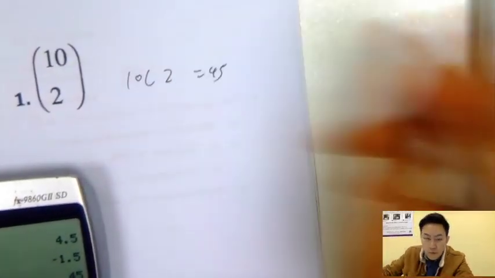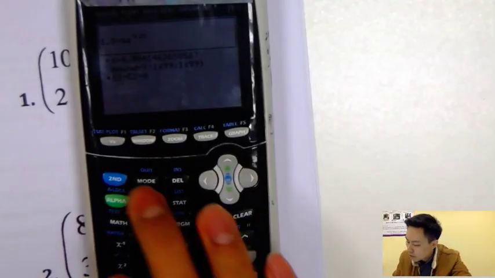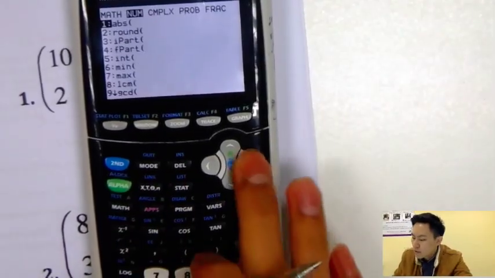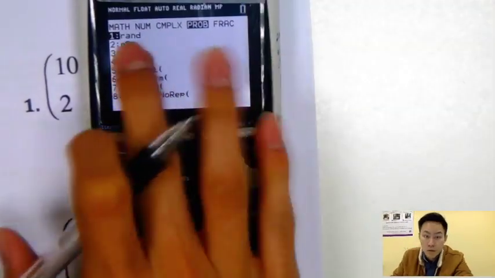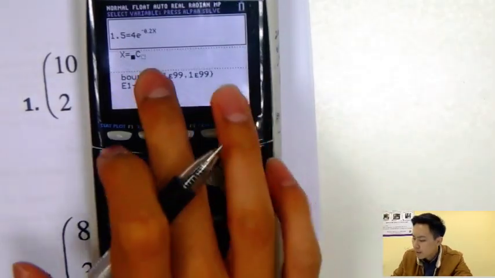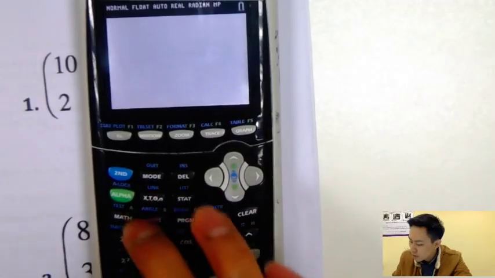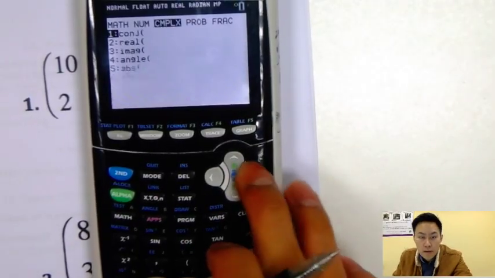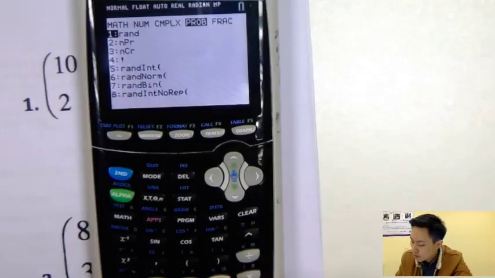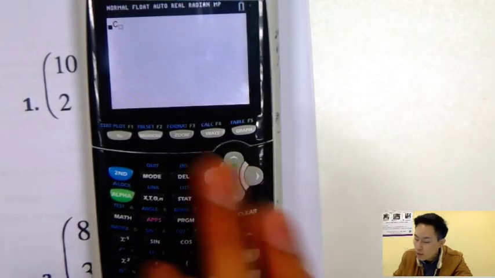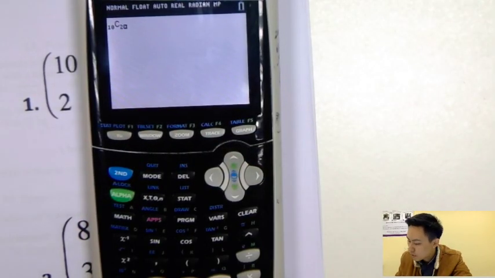For a Texas model, you can go to math, and then you scroll right. Oh, you have to quit to the main screen first. So we go to math, and then you go to probability. So this one, nCr, and then type in 10 and then C2.